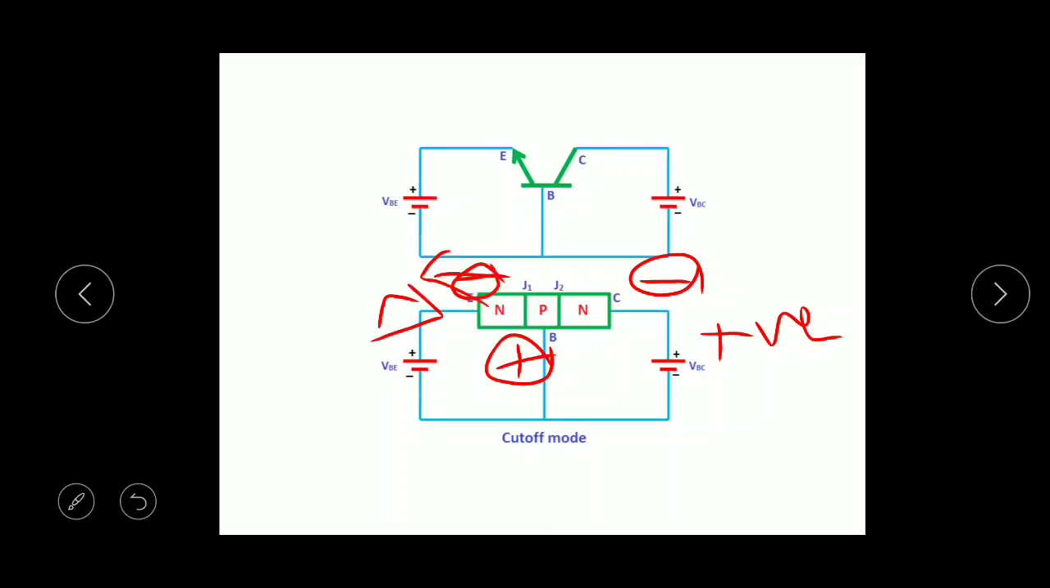Similarly at junction 2, the negative ions and positive charge attract each other. Due to this, the barrier gap between the regions is extended. So there is no charge transmission between them, and there is no conduction. So it is called cutoff mode.